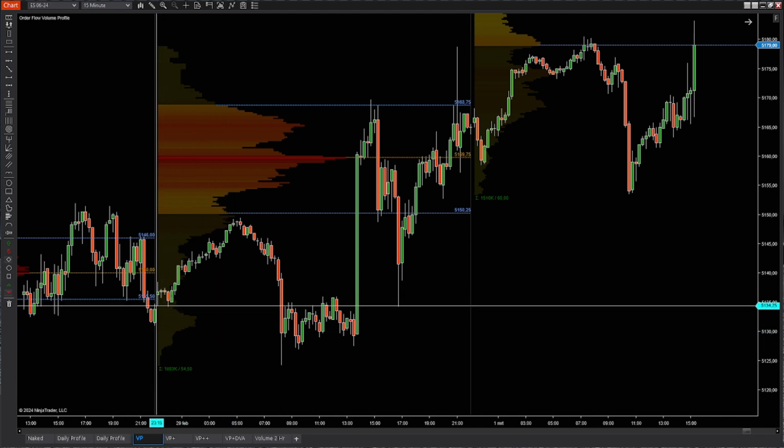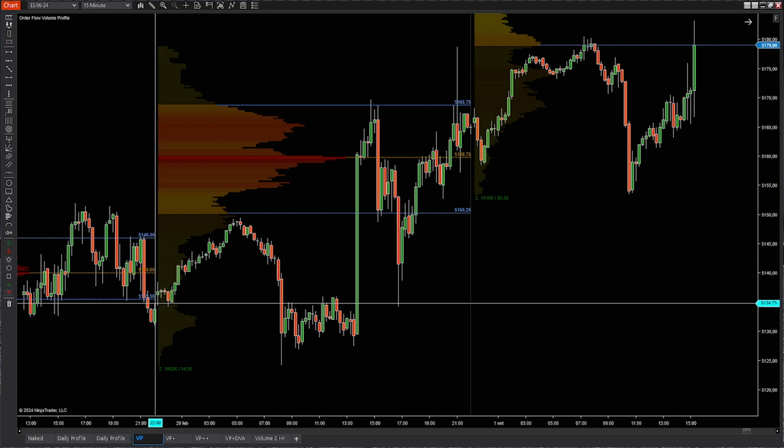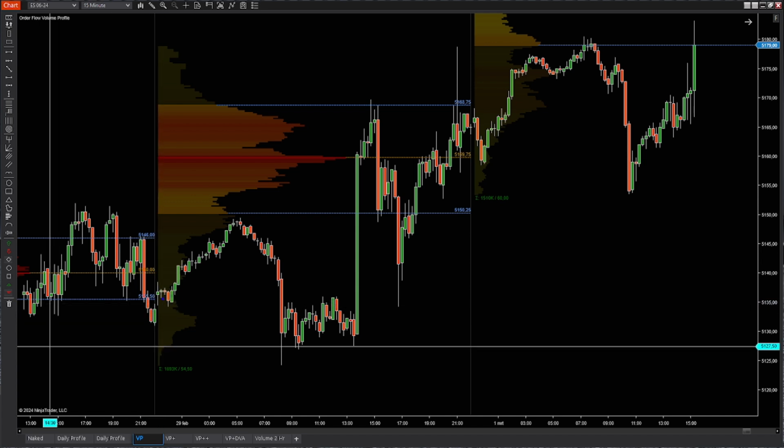So what do we see here? We see the open. Right here, this is yesterday's close. Here we have the open. We see prices going up during Asia and forming a big volume node right here. We get a doji candle, retest of that doji candle. We go down and we start building volume up right here.